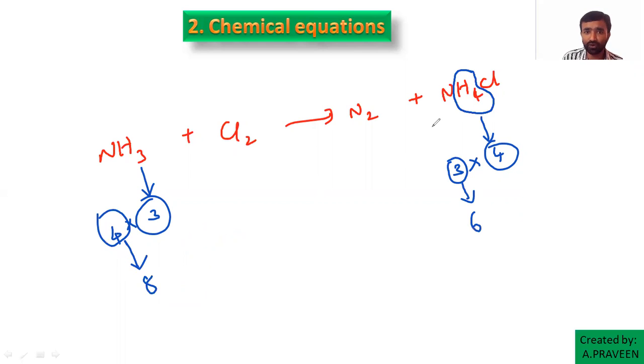Now write the coefficients before the formula units. For NH4Cl the coefficient written is 6 and for NH3 the coefficient written is 8. I just doubled the previous numbers. Now look at the count of hydrogen: 6 times 4 is 24 on the RHS side. Here on the left side, 8 times 3 is 24 on the LHS side.